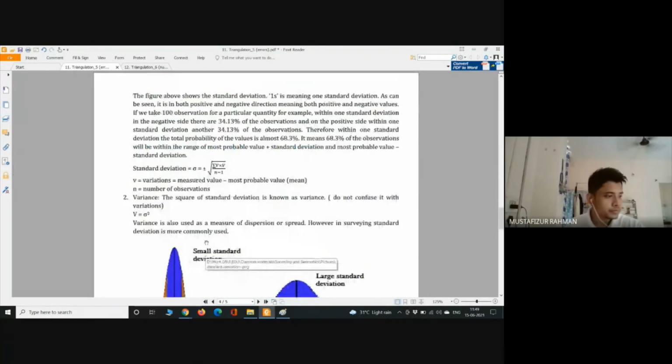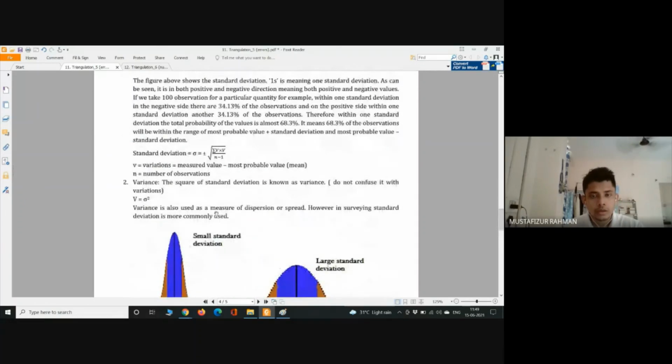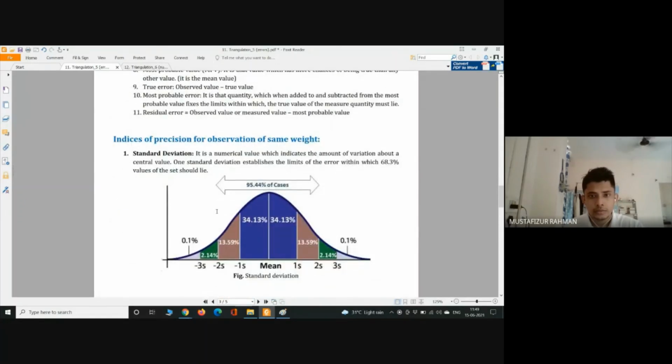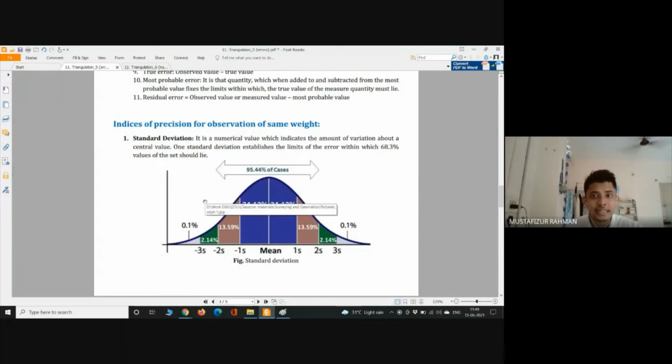Then we have this definition of standard deviation. So what is standard deviation here? The minus 1s and positive 1s, that is one standard deviation. 2s is the second standard deviation. So it is a numerical value of all our measurements. Standard deviation is a numerical value.